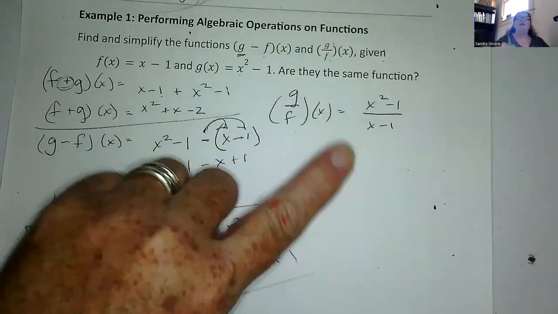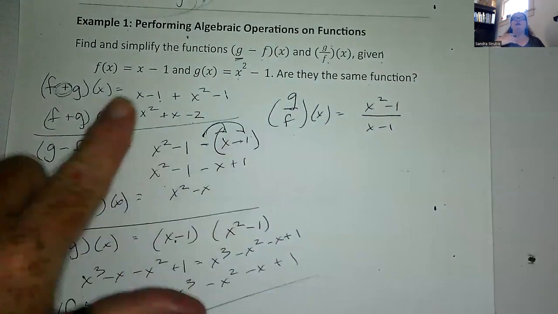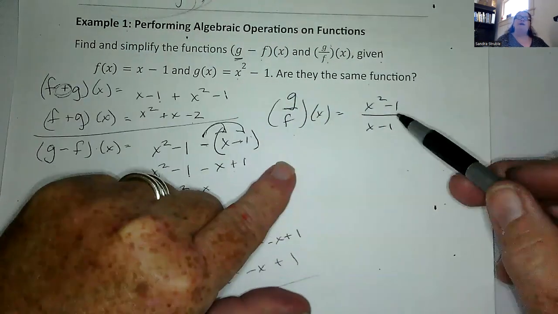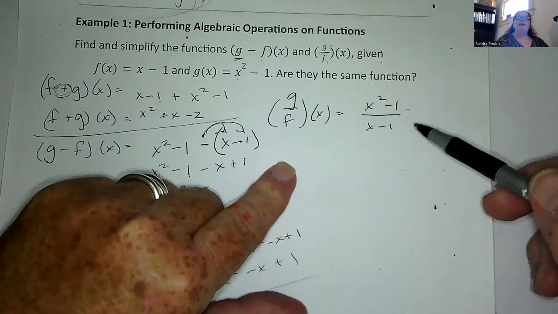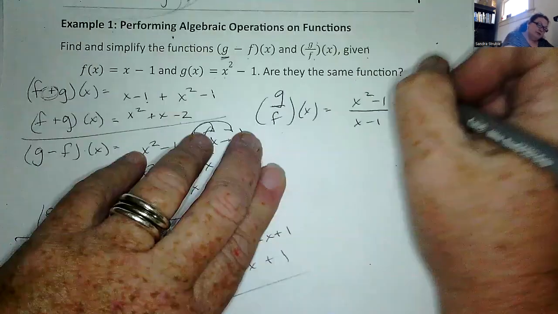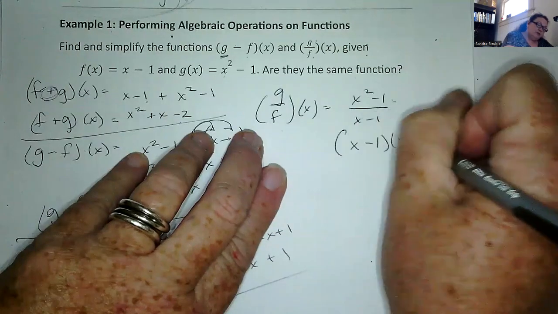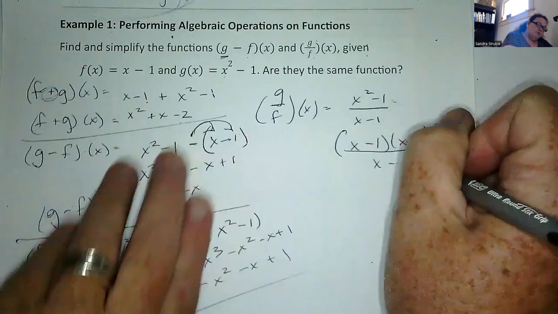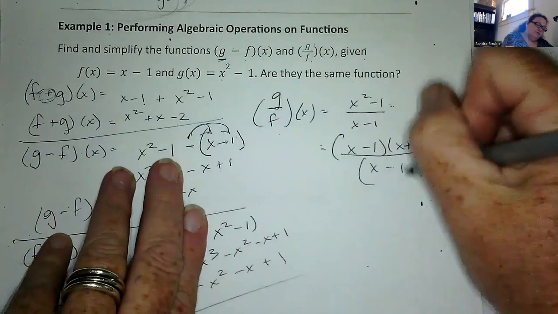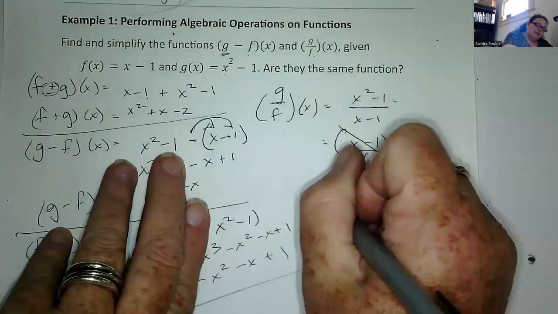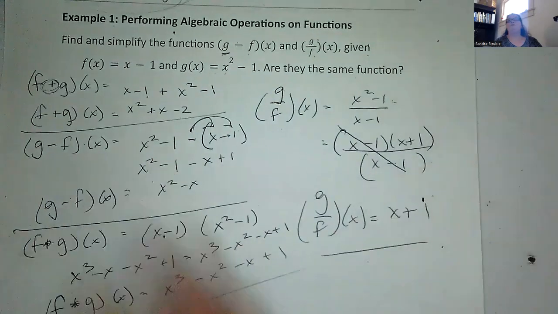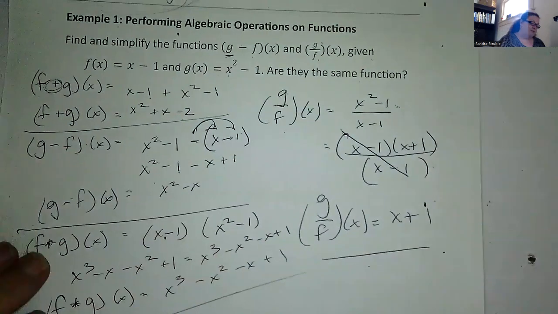Okay, but over here, if this was a fraction anywhere, I would say reduce. We're dealing with a fraction now. So if I factor out this numerator, I know I can reduce because I know this is the difference of two squares. So I know this is x minus 1, x plus 1 over x minus 1. Okay, and which means that these two binomials will reduce, and that g divided by f of x is just x plus 1. Okay, so that's it for that example 1.